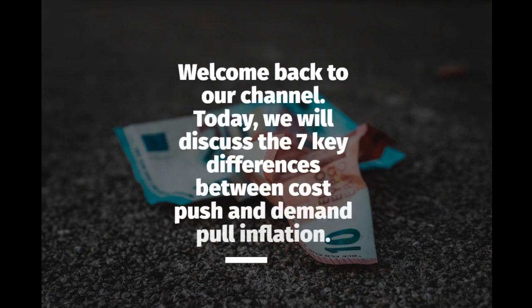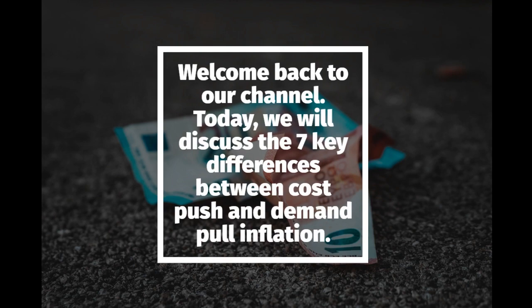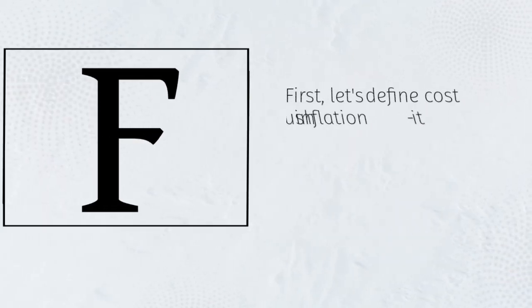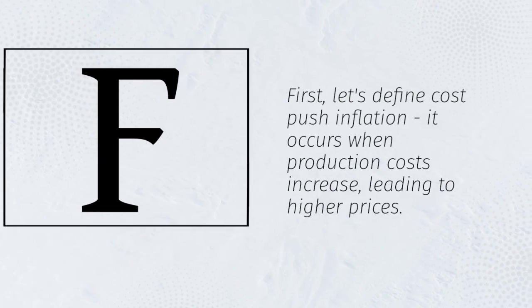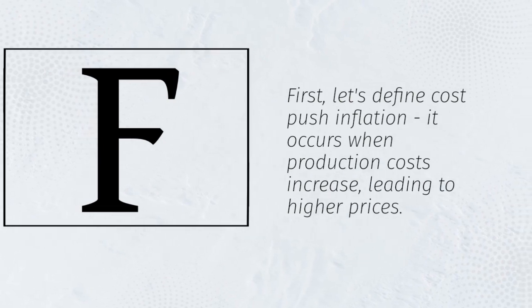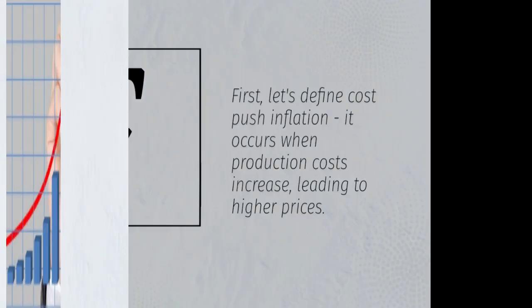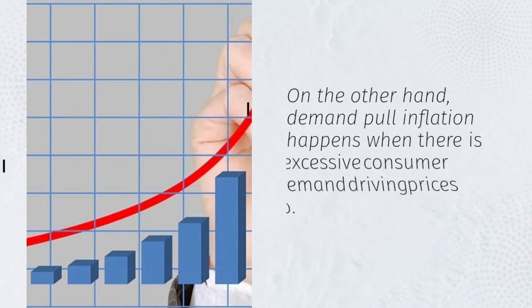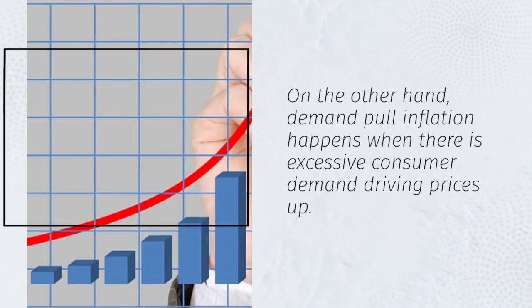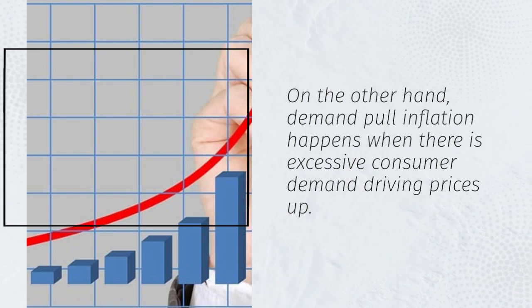Today, we will discuss the 7 key differences between cost push and demand pull inflation. First, let's define cost push inflation. It occurs when production costs increase, leading to higher prices. On the other hand, demand pull inflation happens when there is excessive consumer demand driving prices up.